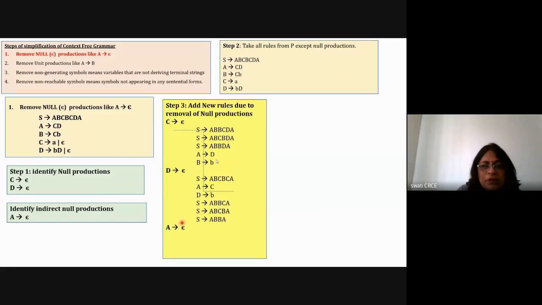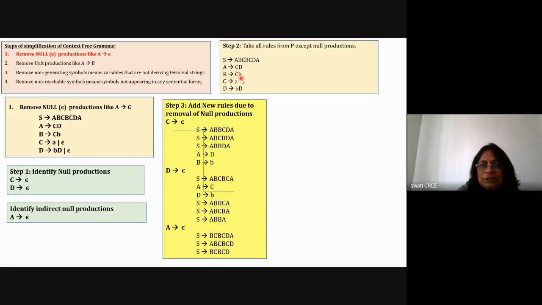Okay. Now take the third one, that is A is equal to epsilon. For A is equal to epsilon, start from the first rule. So this A is epsilon, so S will become BC, BC, DA. Now for this A being epsilon, it will be ABC, BCD. Now both of them are epsilon, so it will be BC, BCD.